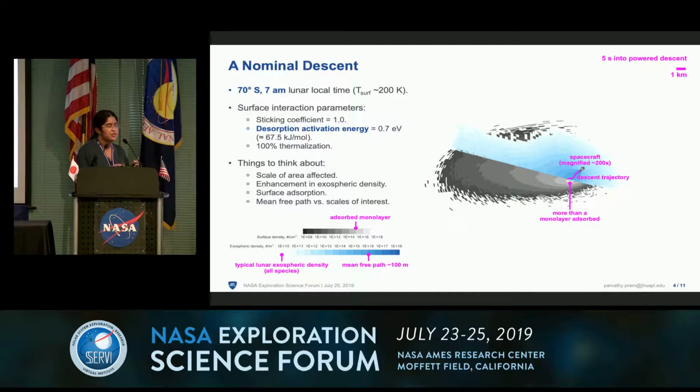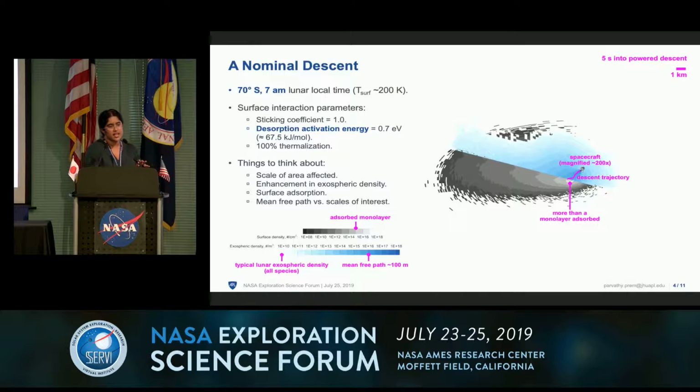So again, the trajectory, the spacecraft are similar to something on the Chang'e 3 scale. We consider a landing at 70 degrees south, which is where the next planned lunar landing by ISRO's Chandrayaan spacecraft is planned to take place. 7 a.m. gives you plenty of daylight to carry out whatever landed operations you may wish to carry out.